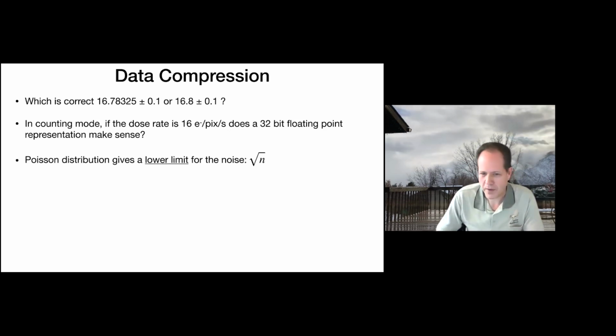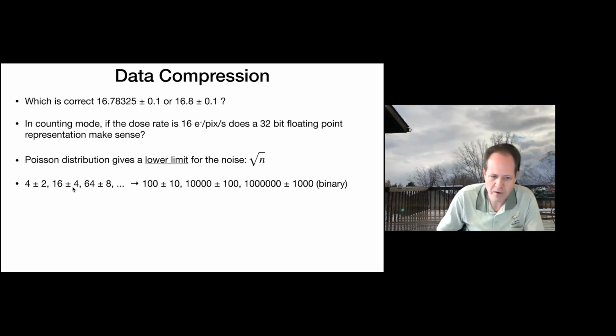If you think about it, the Poisson distribution, which governs counting mode images, so if you're counting discrete events, the Poisson distribution tells you that the standard deviation, the uncertainty of any measurement, is basically proportional to the square root of n, right? So if you have 4 counts that you measured, then the error is plus or minus 2. If you have 16, plus or minus 4, 64 plus or minus 8.